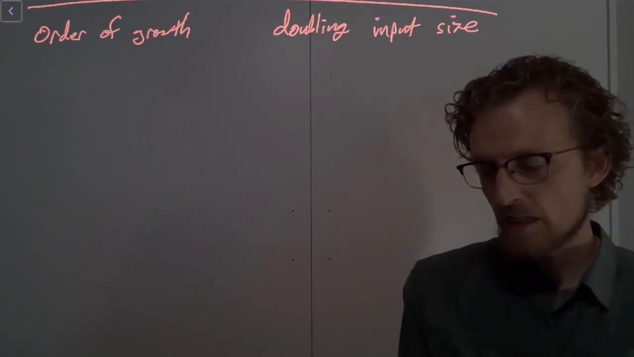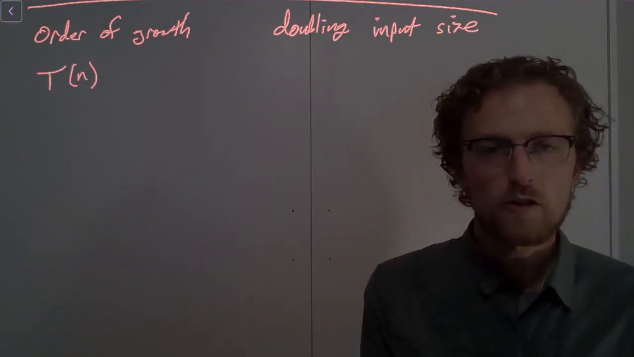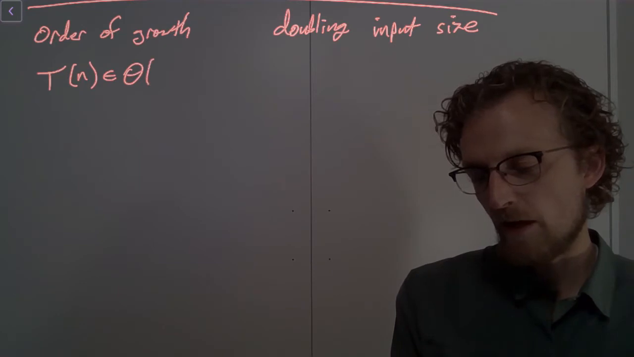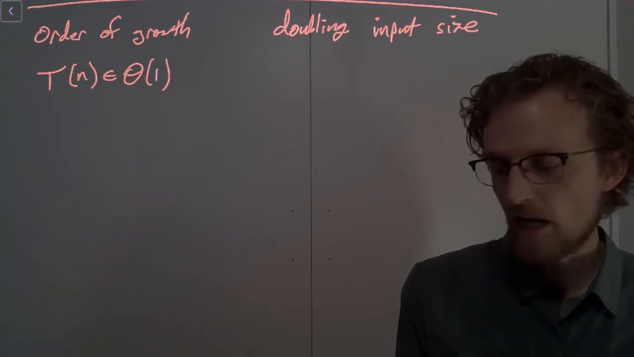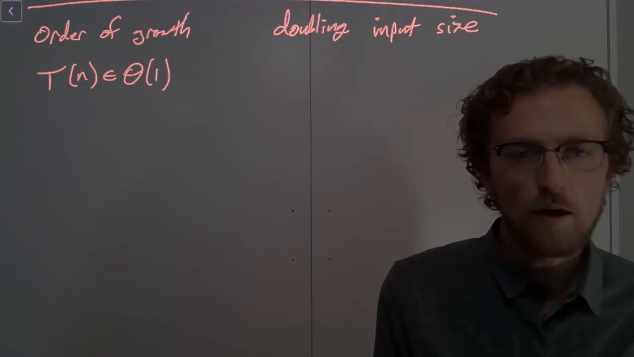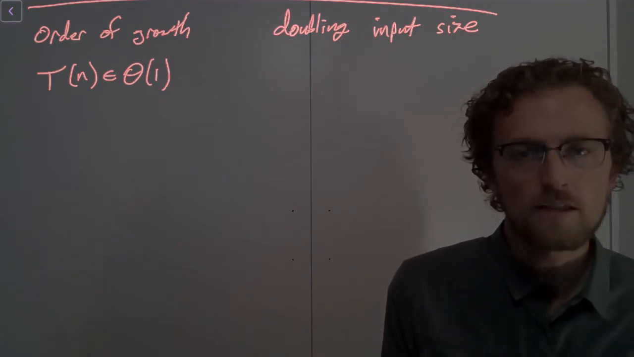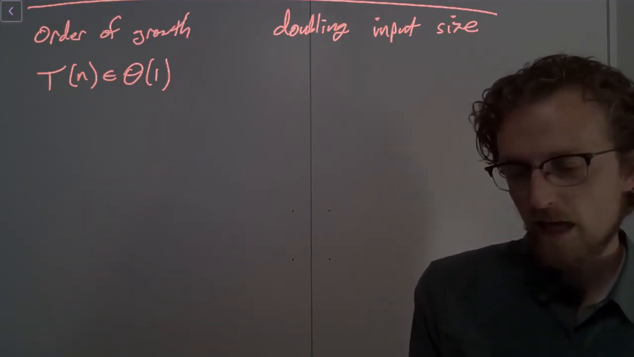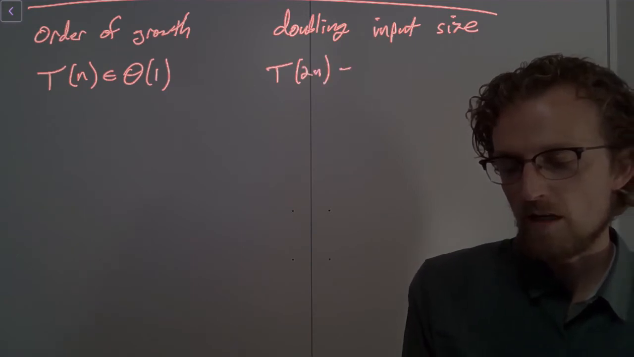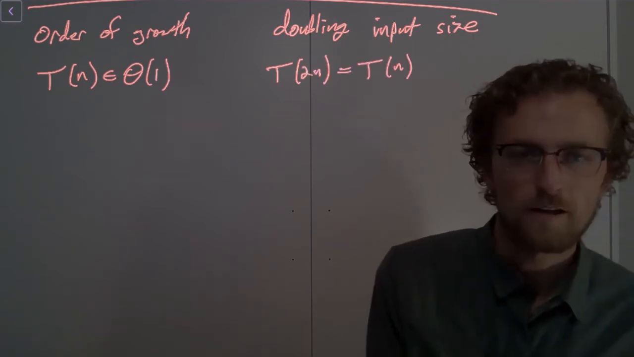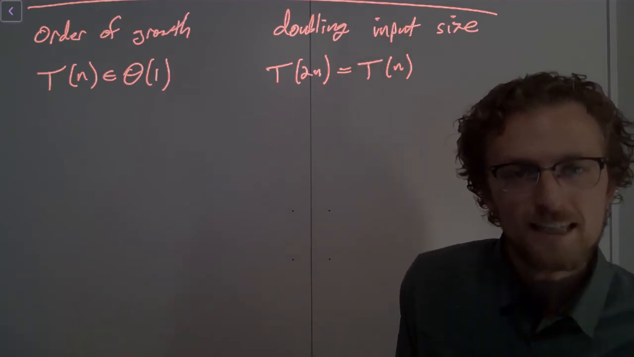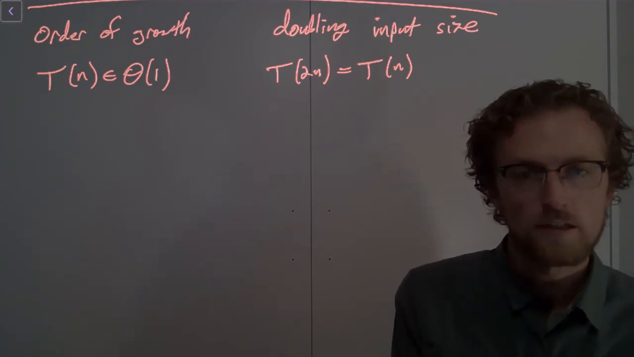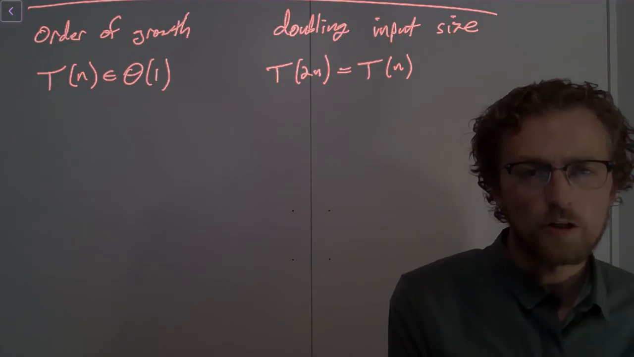Suppose T of n represents a super fast algorithm. Suppose T of n is big theta of 1. This means that the running time of the algorithm does not substantially depend on the size of the input. So here, we have the fact that T of 2n just equals T of n. There's no dependence on input size, essentially, for large inputs, if we have an algorithm that runs in constant time. That's what big theta of 1 is called: constant time.